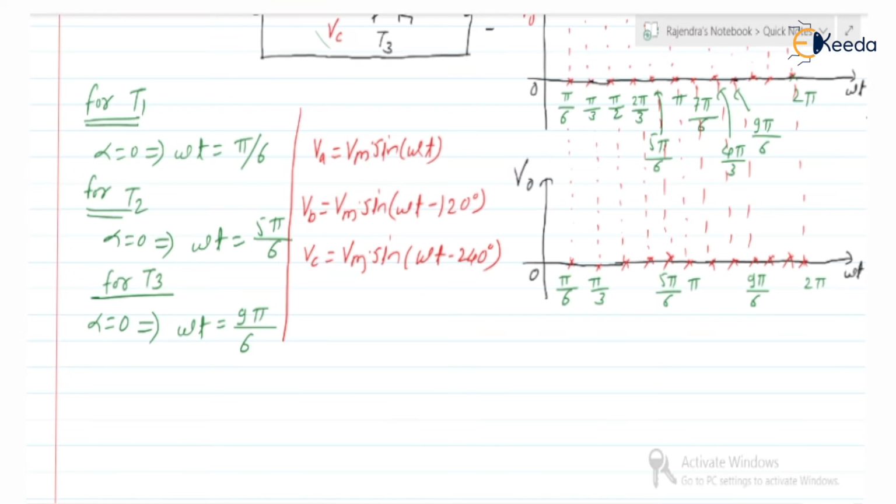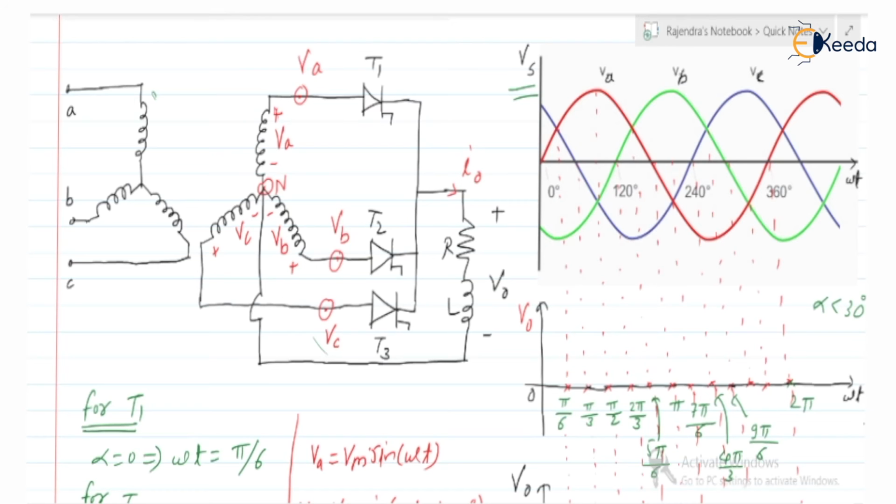Next, let us discuss the circuit operation for alpha less than 30 degrees. For alpha less than 30 degrees, the circuit operation will be the same as that of the purely resistive load. Alpha equal to 0 for T1 means we apply the gate pulse to thyristor T1 at omega t equal to pi by 6. But alpha less than 30 degrees means alpha is non-zero. So we apply the gate pulse to thyristor T1 at this instant, thyristor T2 at this instant, and thyristor T3 at this instant.